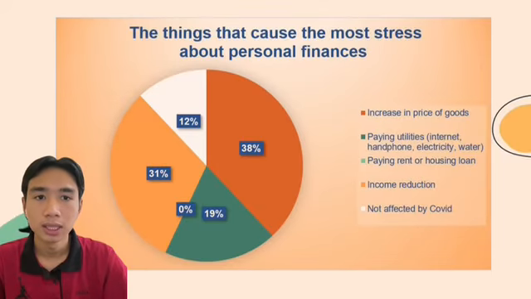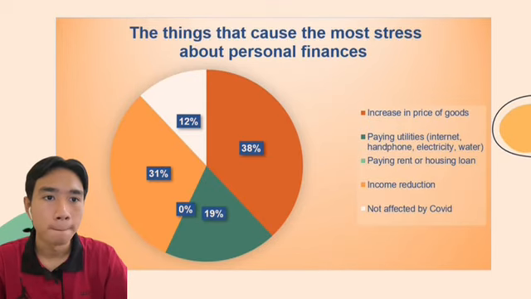This graph is about the things that cause the most stress about personal finance. The orange graph refers to the increase in price of goods. Dark green refers to paying utilities like internet, electricity, and water. Mint green refers to paying rent or housing loan. Yellow refers to income reduction, and last, white refers to not affected by COVID.